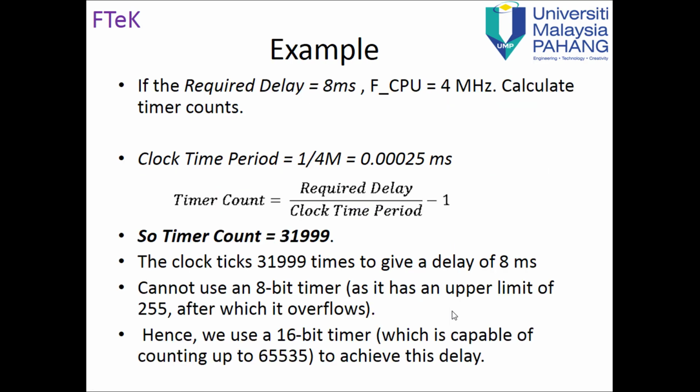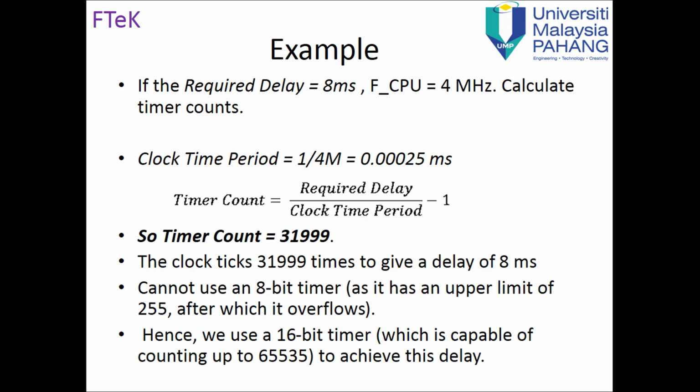For example, let's say we want to make a delay of 8 milliseconds using a microcontroller with CPU frequency of 4 megahertz. So we calculate the period, we already calculated before, it's 0.00025 milliseconds. So the timer count should be 8 milliseconds divided by this value minus 1. The result will be 31,999. So the clock should tick 31,999 times to make a delay of 8 milliseconds.